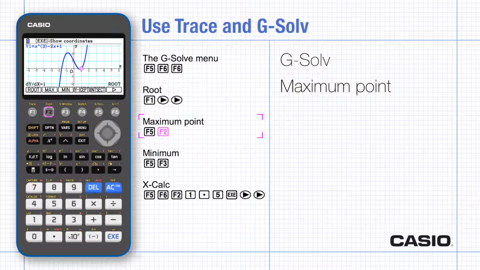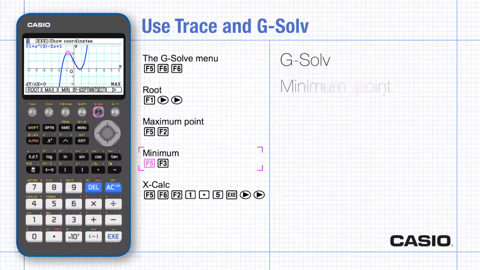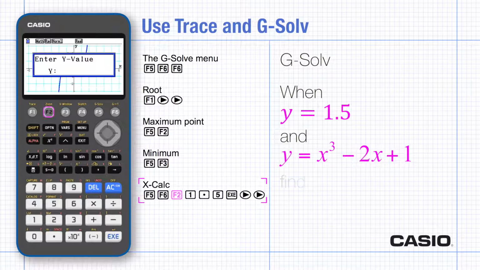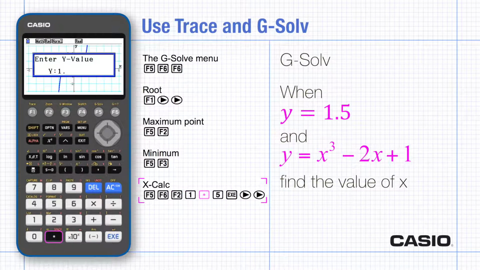G-Solv max finds the coordinates of the maximum point, and G-Solv min the minimum point. It may even find a turning point when it's not in view. On the second menu, xcalc finds values of x for a given y value, and again you can scroll across to find the other values.